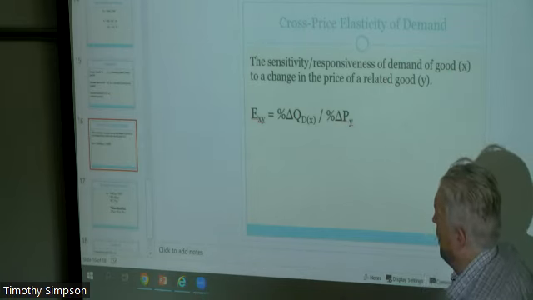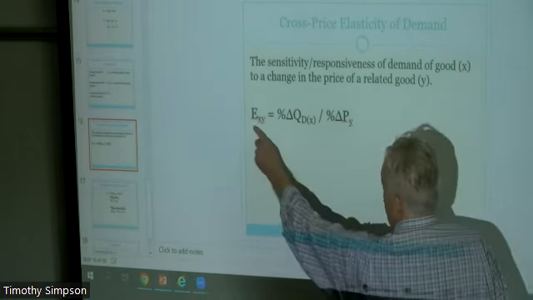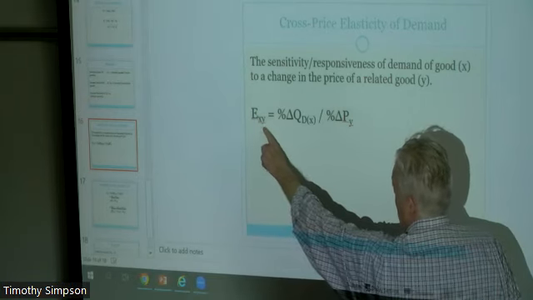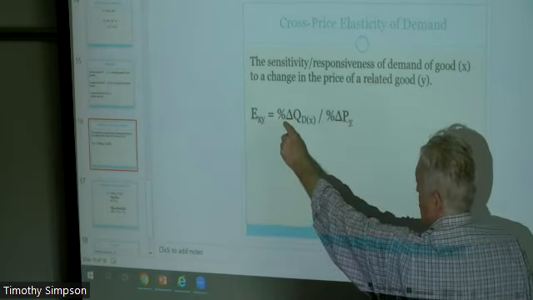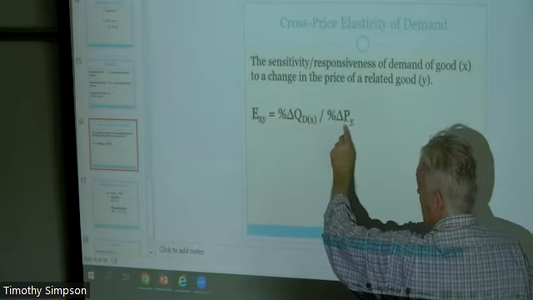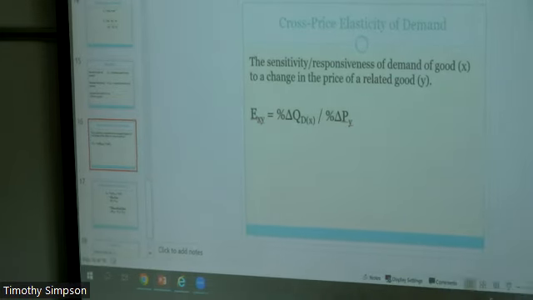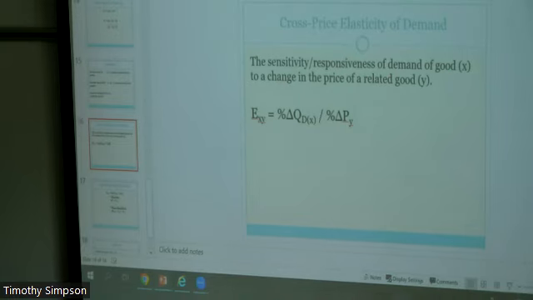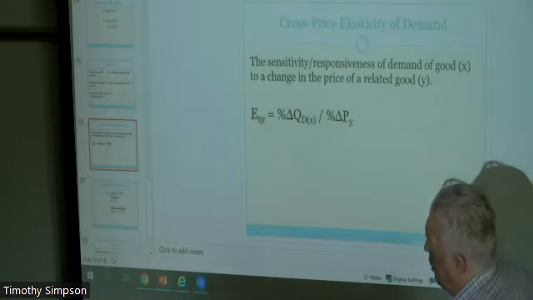what goods are substitutes for other goods. Okay, so here we're talking about the cross elasticity of E sub xy, that's good X and good Y: the percentage change in quantity of good X divided by the percentage change in the price of good Y. And once again, we're not taking the absolute value because we do care if it's positive or negative. With absolute values, it's always going to be positive, but here we want to know if it's negative, and I'll talk about what that is.